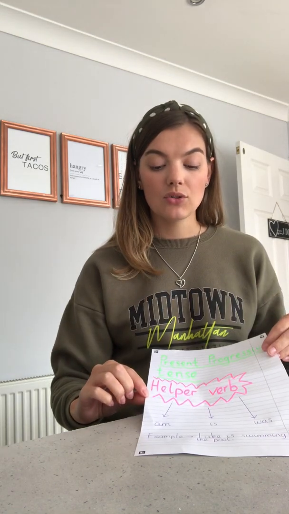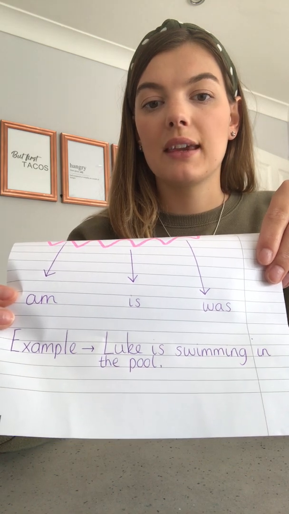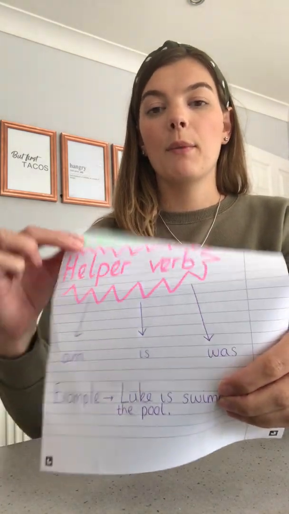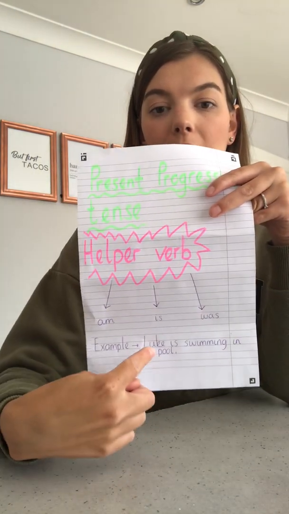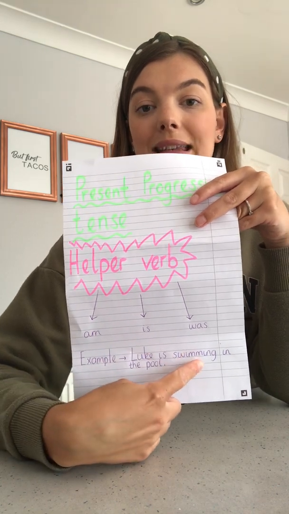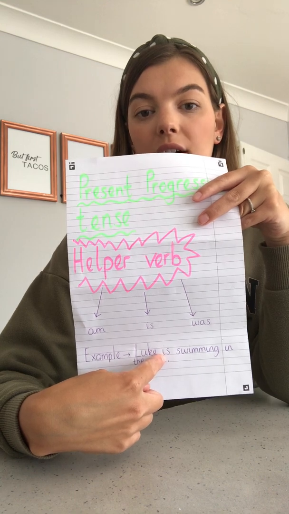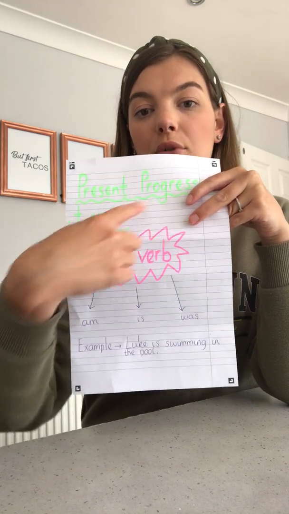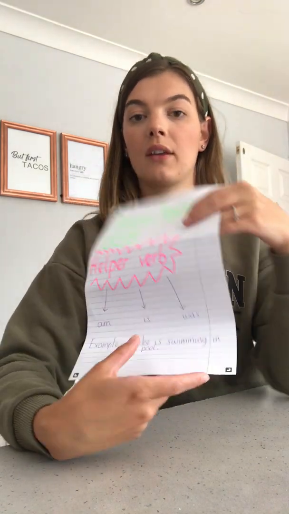Now, when we come to write it in a sentence, this is when helper verbs come in. So I've done an example for you, and hopefully you'll be able to see it. It says Luke is swimming in the pool. So swim would have been my verb, but because I want it in the present progressive tense, I have to use a helper verb before it and add ing to my verb. So is is my helper verb. Swimming is my verb. Now remember, if it's in the present progressive tense, I have to add ing onto the end. In the pool. Okay?